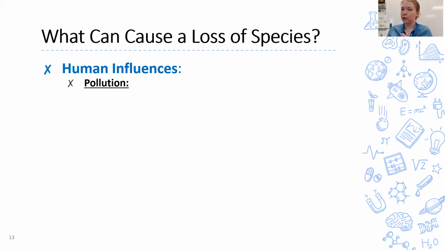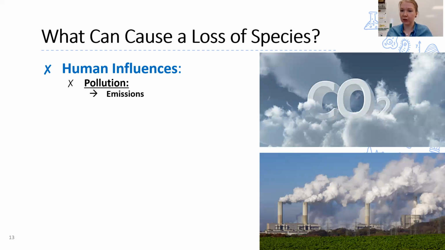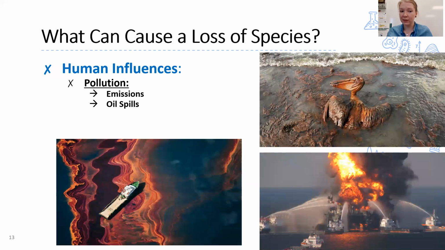Humans also contribute pollution, which can cause a loss of species. Pollution through either emissions, so an increase in CO2 from industrial resources, oil spills. So these are images from the BP oil spill where tons and tons of oil leaked into the Gulf there. And it's very difficult to clean up, and marine species were really affected.